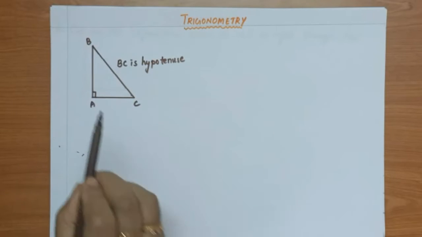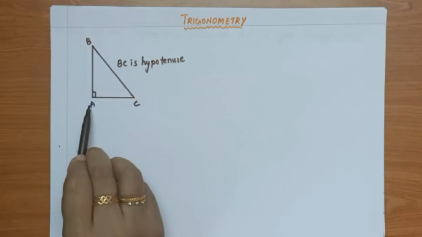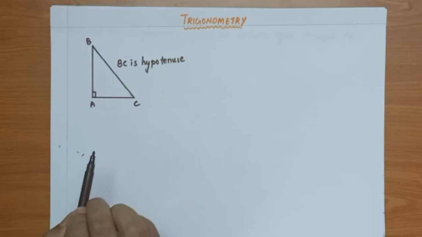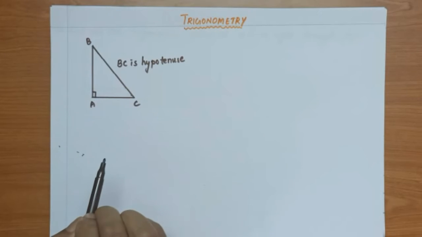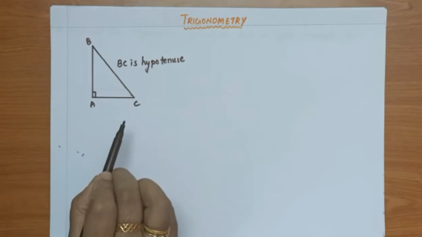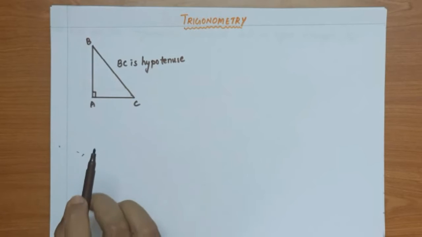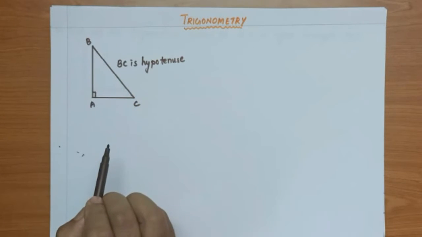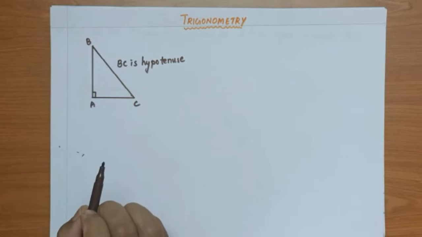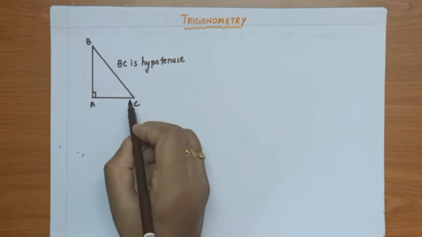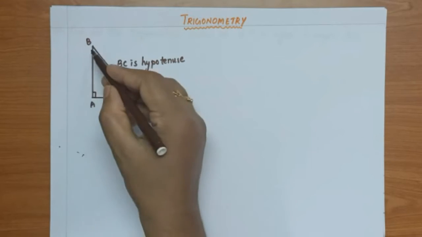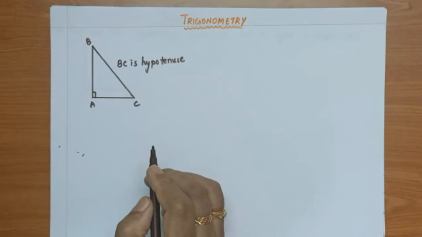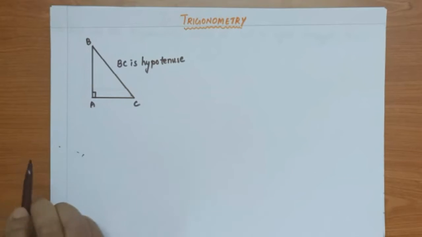Then, according to angle B, side AC is opposite to angle B. Then, side AB is adjacent to angle B. Then, according to angle C, side AB is opposite to angle C and AC is adjacent to angle C.